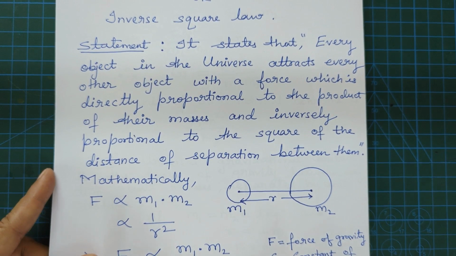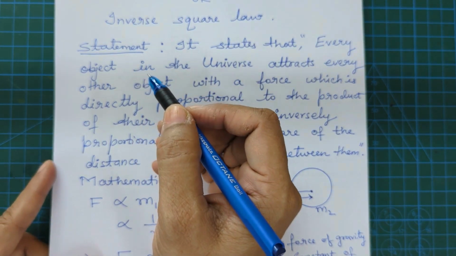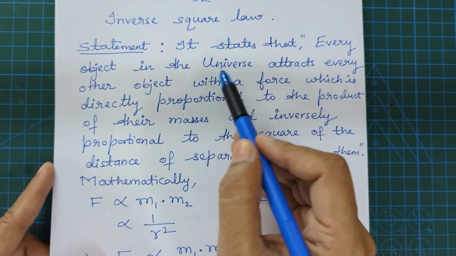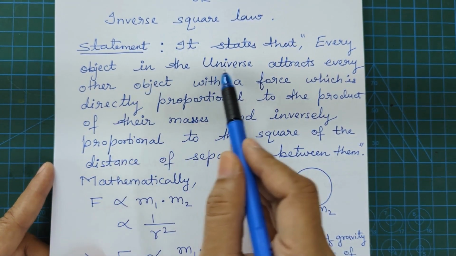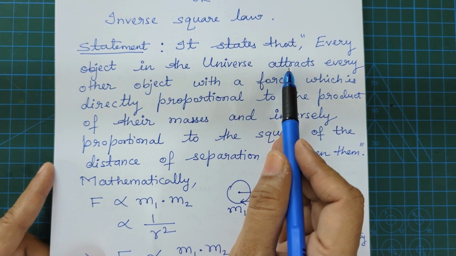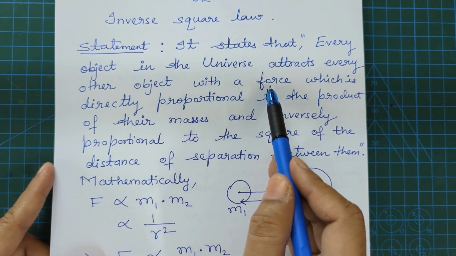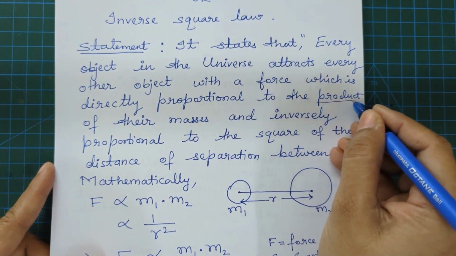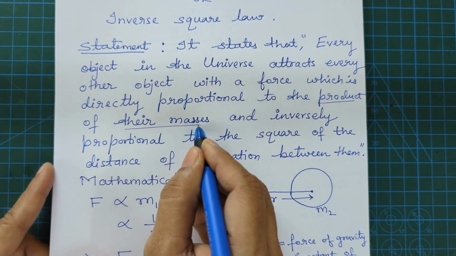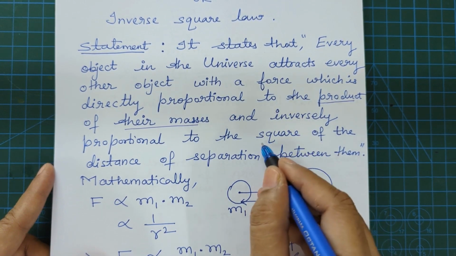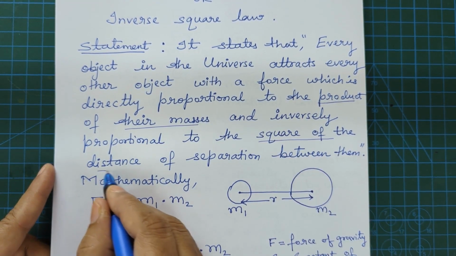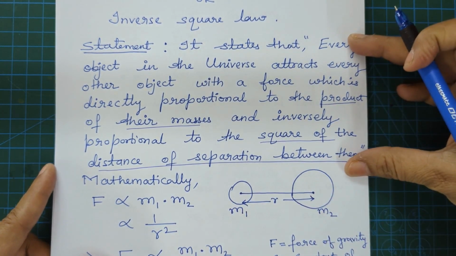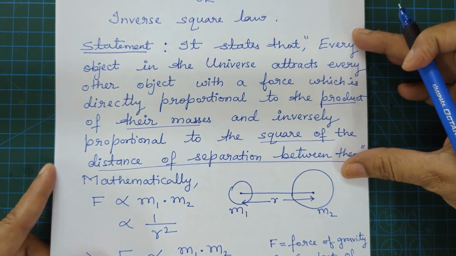So what is the definition of universal law of gravitation, Newton's law of gravitation or inverse square law? It states that every object in this universe attracts the other object with a force which is directly proportional to the product of their masses and inversely proportional to the square of distance of separation between the masses. So this is such a rhyming statement. We are supposed to remember it.